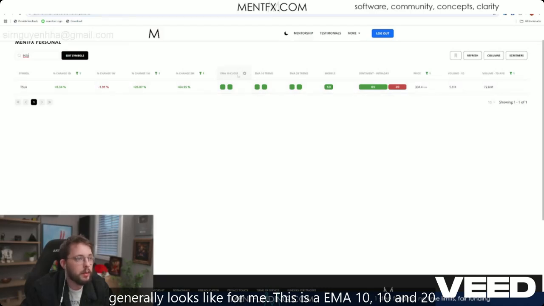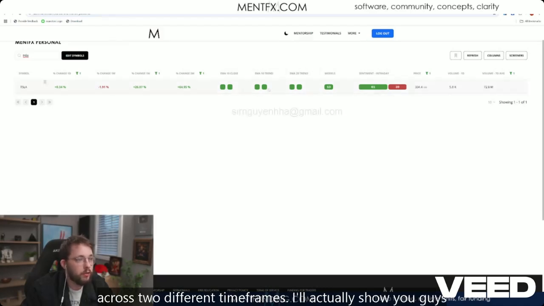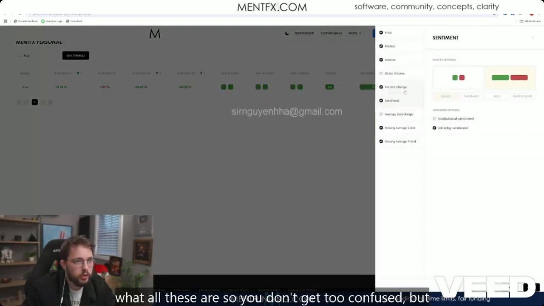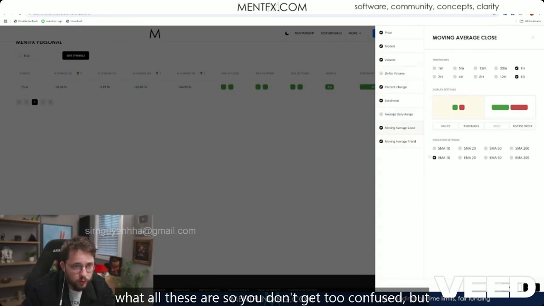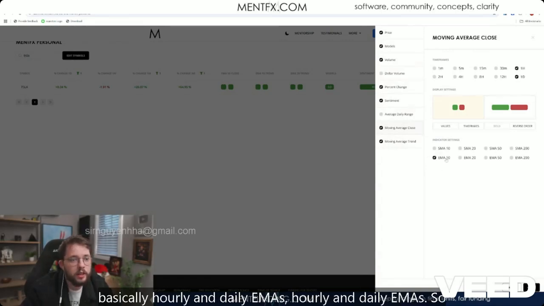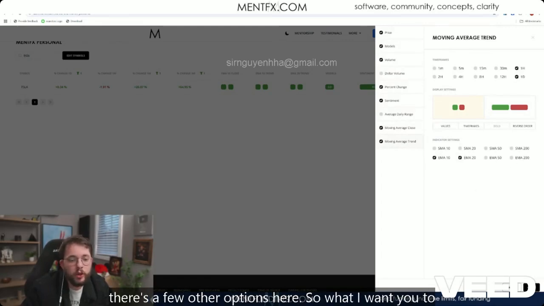This is an EMA 10 and 20 across two different time frames. I'll actually show you guys what all these are so you don't get too confused. But basically, hourly and daily EMAs. So I'm just looking at those 10 and 20s. But you can see there's a few other options here.